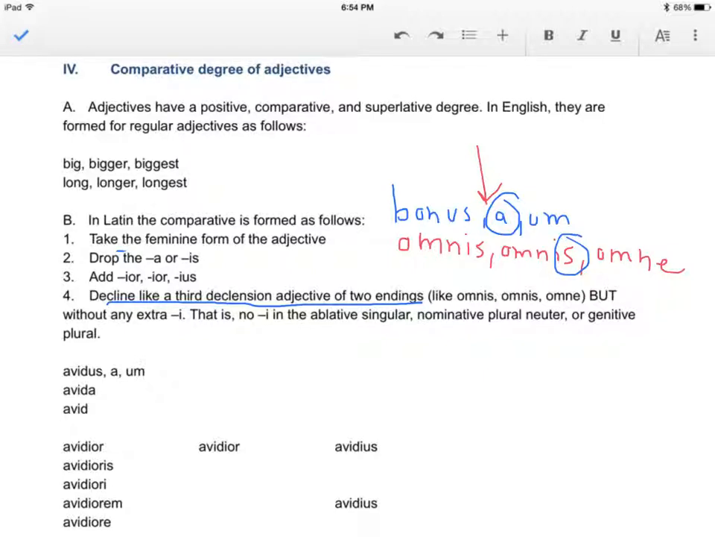Except, and this is annoying, I would love to write an angry letter to whoever invented this Latin language because there are so many irregularities at this point. I'm sure it's frustrating to you. It's just as frustrating to me when I first learned it and as someone who has to teach it. You decline it like omnis, omnis, omne, but without any extra I's. That is to say, there's no I in the ablative singular, like there is for the I-stem nouns. There's no I in the nominative plural neuter, and there's no extra I in the genitive plural. Look at the examples and you'll see what I mean.